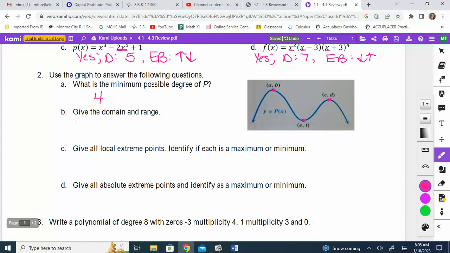All right, domain and range. We haven't done that in a while. Domain is left to right. What would it hit? Thank you. So range is from the bottom up, so it's coming from negative infinity. It stops, the highest point is here, and the y value of that point is b. And it does hit it, so the b would get a bracket.